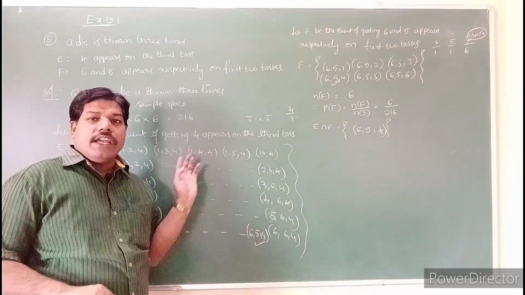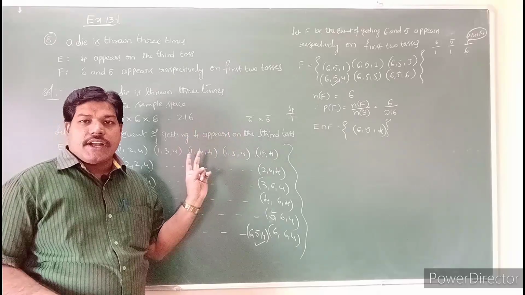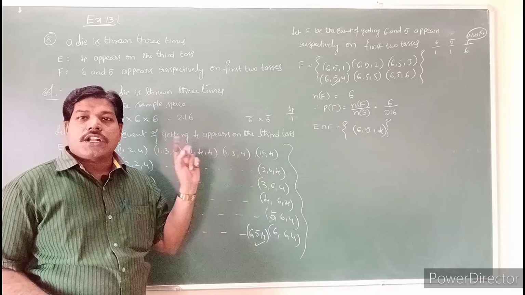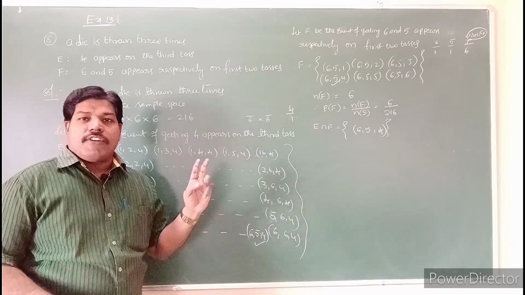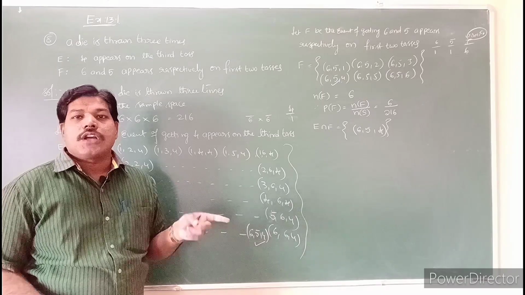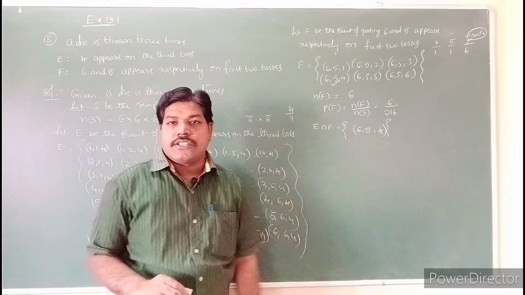Why? Because in E, on the third toss you have to get a 4. What is F? In the first toss you have to get a 6 and in the second toss you have to get a 5 only. So in the intersection, the first two tosses are 6, 5 and the third toss is 4 only. That means the outcome is 6, 5, 4. So E intersection F is nothing but 6, 5, 4.